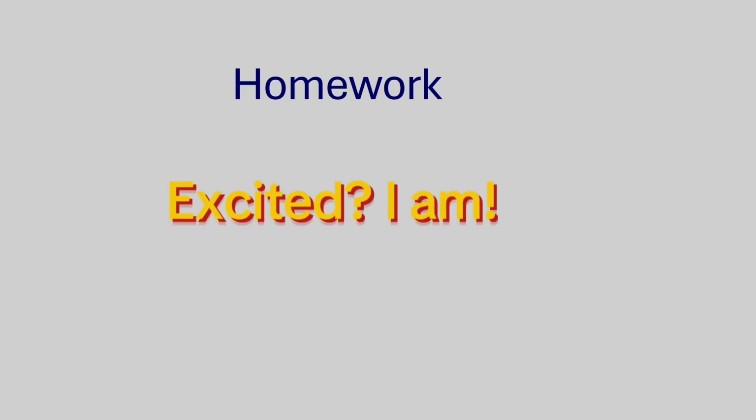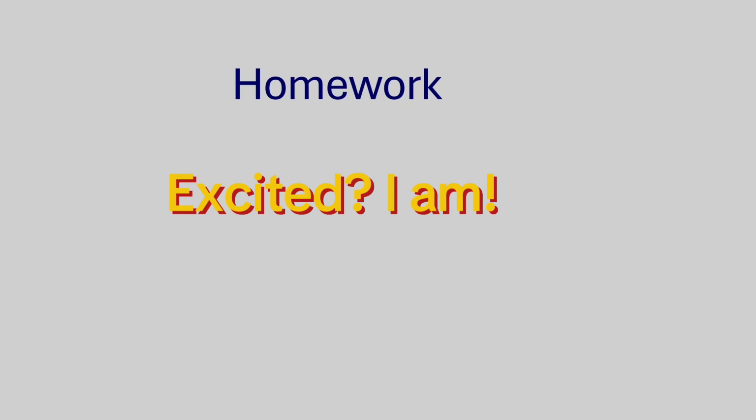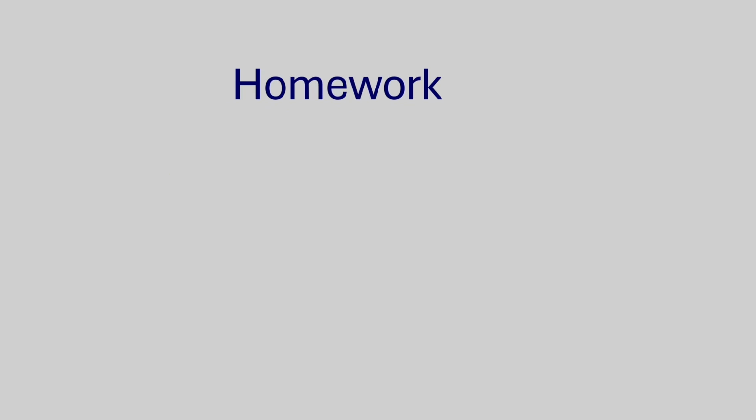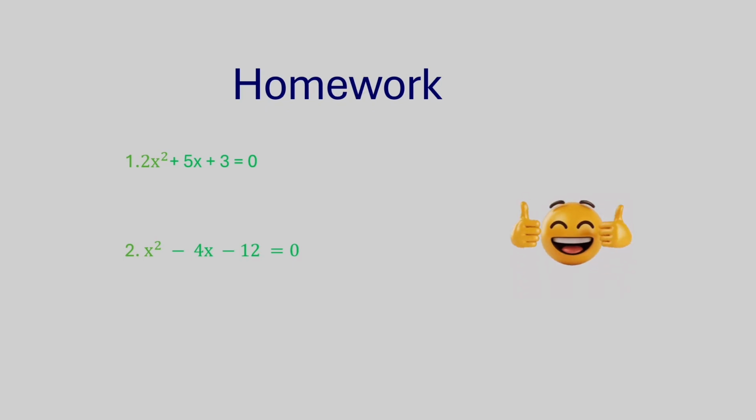So before I leave you, I'm going to give you some homework to do. It's just 2 problems, and when you complete them, put them in the comments so that I can see who finished them first. The first problem is going to be 2x squared plus 5x plus 3 is equal to 0. And the next one is going to be x squared minus 4x minus 12 is equal to 0. Do not forget to follow the 5 steps that I previously gave you. Those will really come in handy.